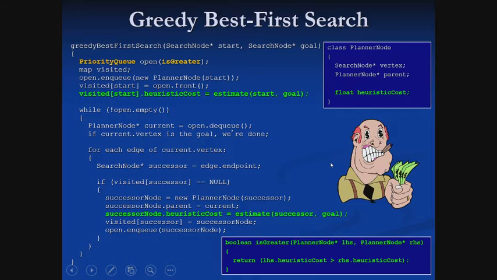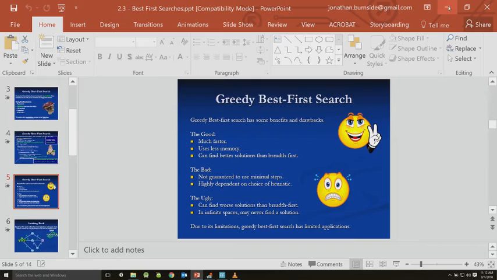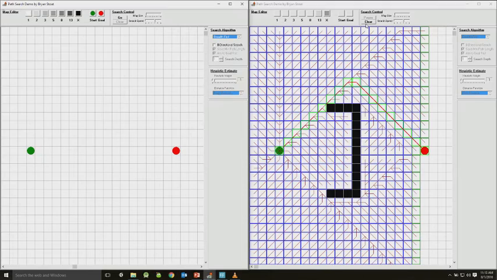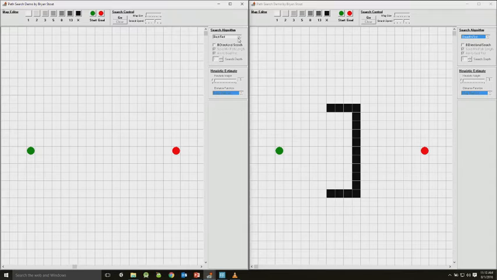Let's actually alt tab for a second and look at what we get as a difference. So here was our breadth first for both of these. We see the interesting path we get, and lots of nodes were searched. Let's clear both of those. We're going to change the search algorithm here to best first. Greedy best first.